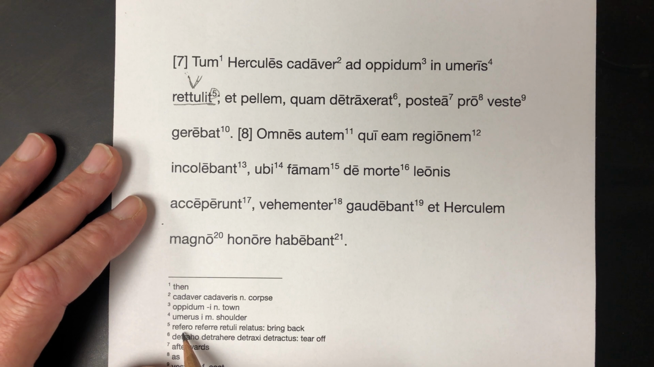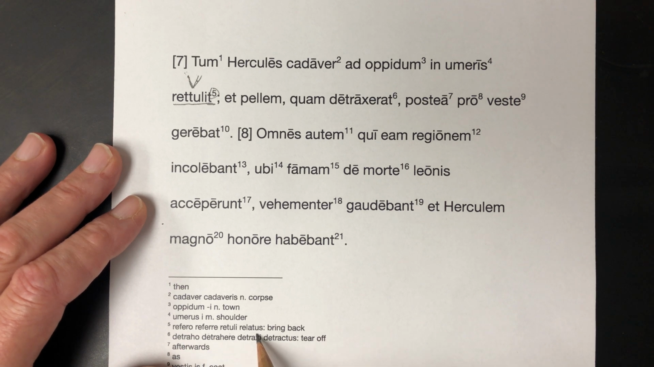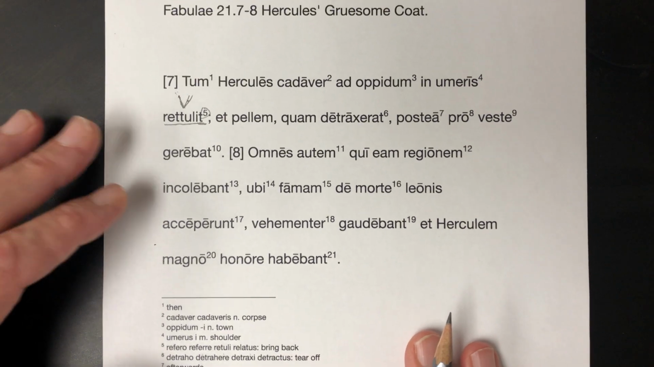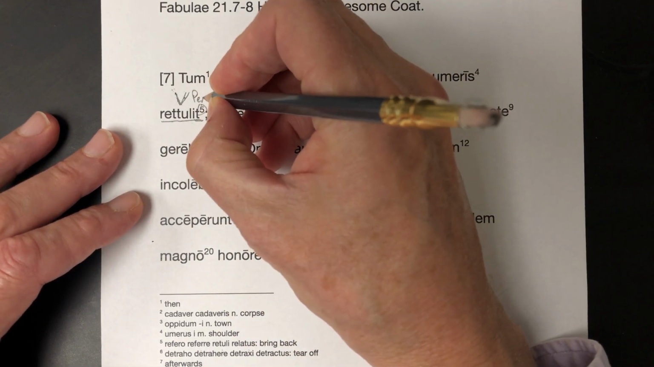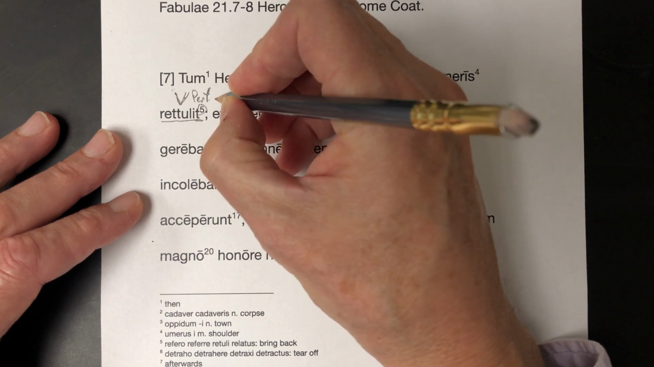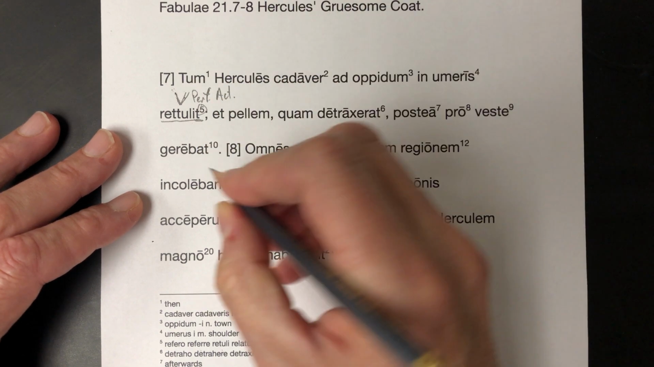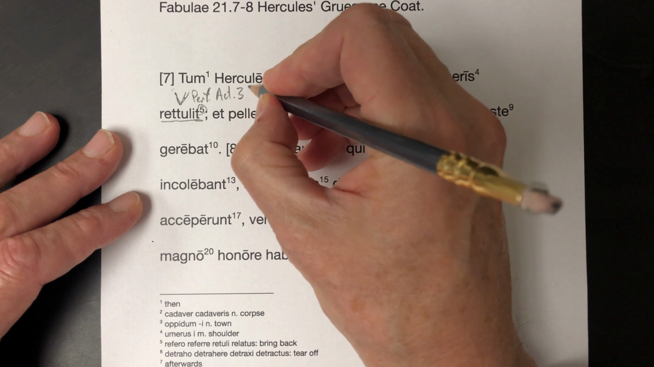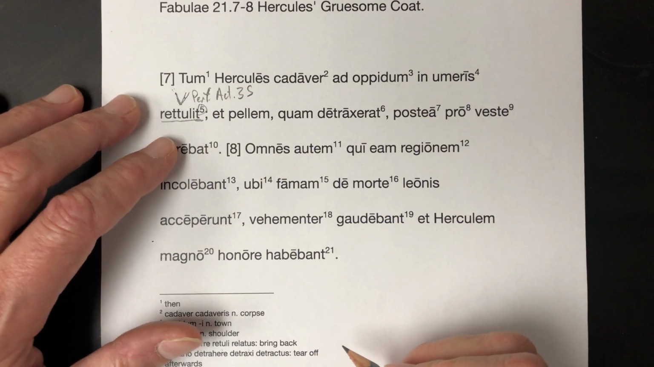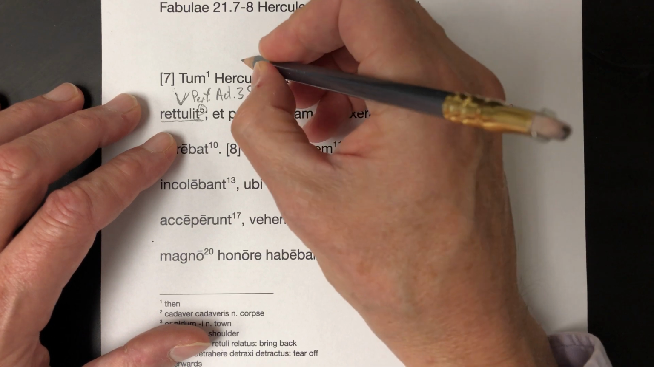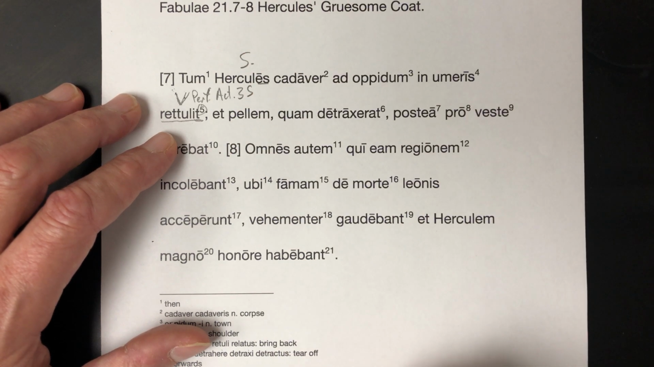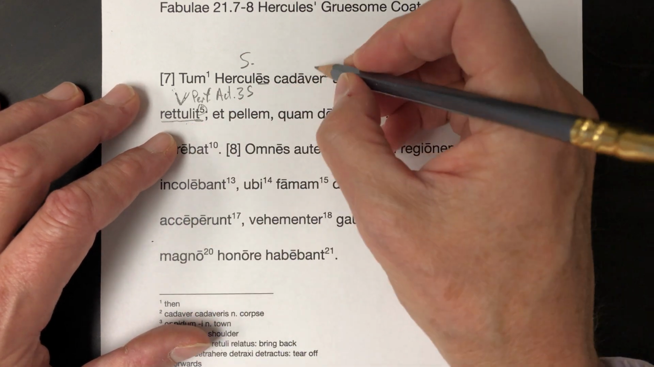Weird principal parts: refero, referre, retuli, relatus. We're going to see a lot of this fero word, but that's a perfect. Perfect active, 3s. Retulit. He brought back. And subject, there it is. Big S there. Okay, and we have a DO too.